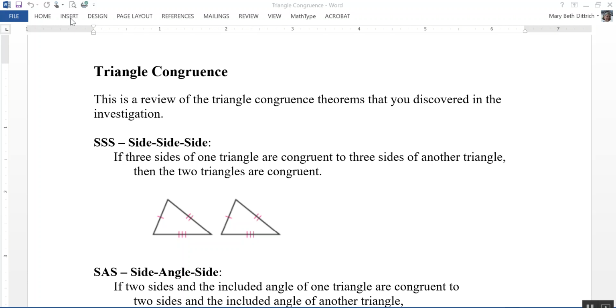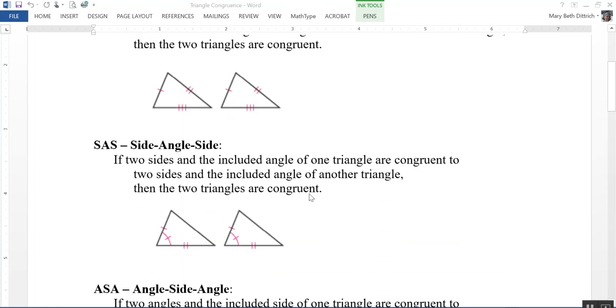This video is on triangle congruence. This is a review of the triangle congruence theorems that you discovered in the investigation. SSS stands for side, side, side. That says that if three sides of one triangle are congruent to three sides of another triangle, then the two triangles are congruent to each other. And you can see that in this picture here that has the three sides all marked as congruent.